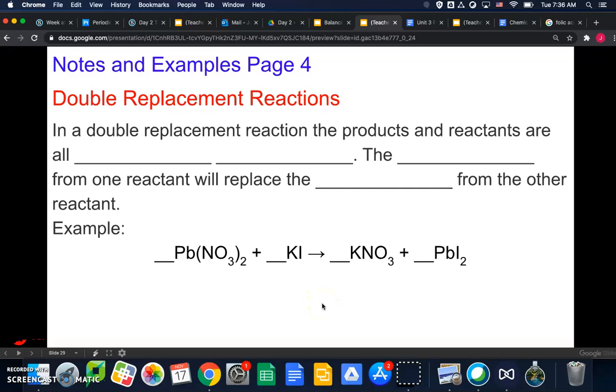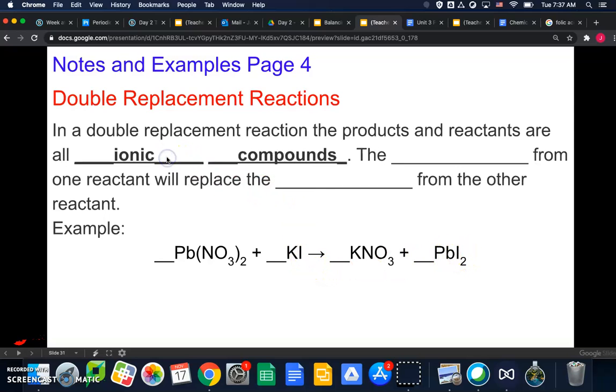In a double replacement reaction, the products and reactants are all compounds, right? We don't see any elements here. But what kind of compounds are these all? Well, they all have one metal and at least one nonmetal. So here we've got lead with a nonmetal, potassium with a nonmetal, potassium with a nonmetal, lead with a nonmetal. When you have metal and nonmetal, remember that that is ionic. So the products and reactants are all ionic compounds.